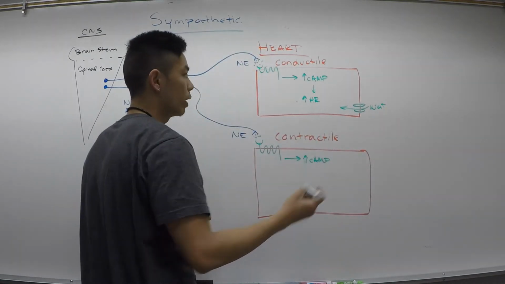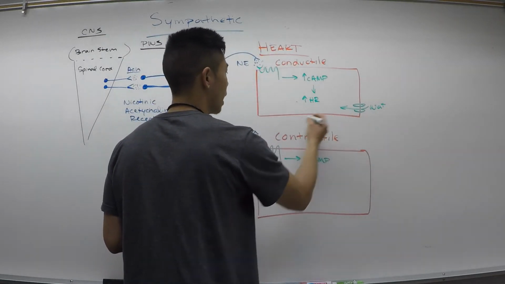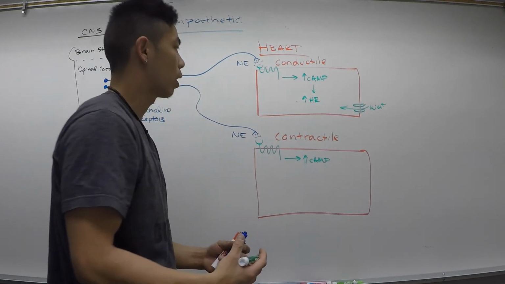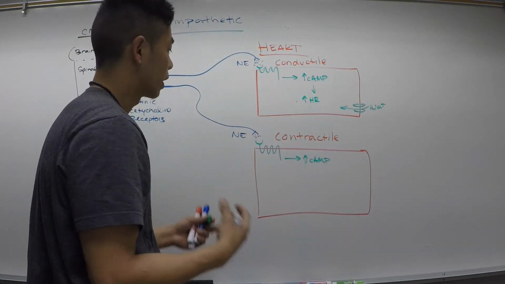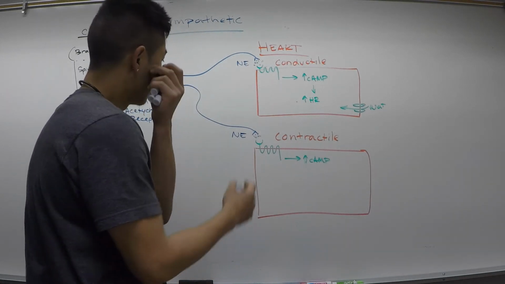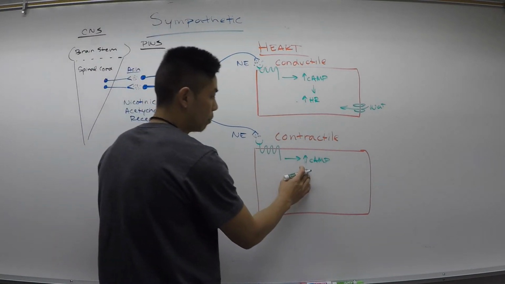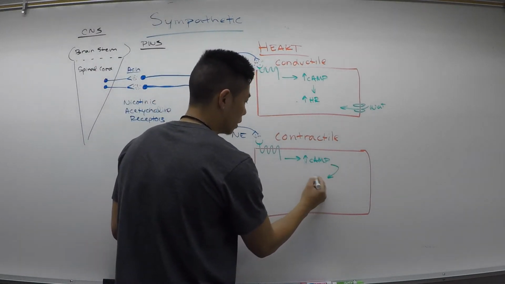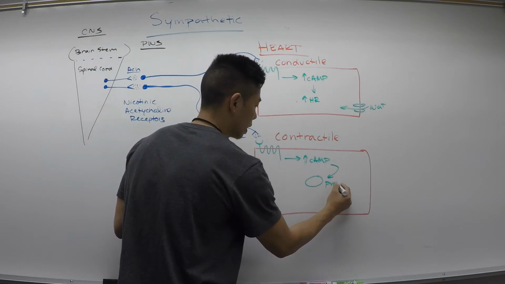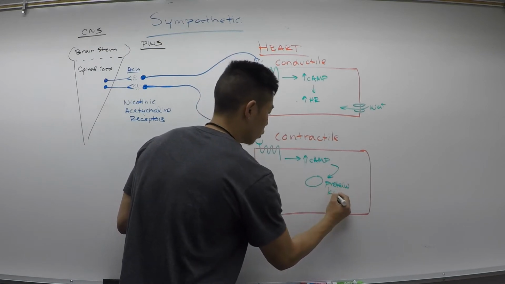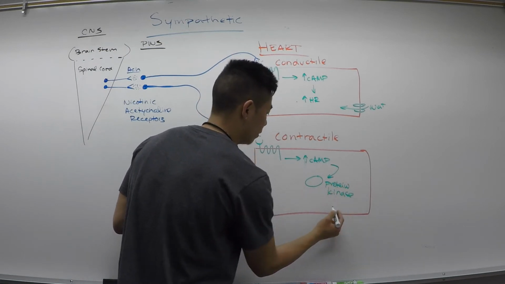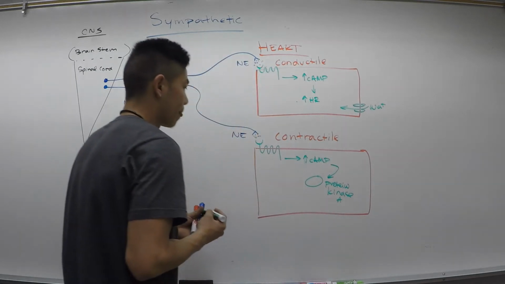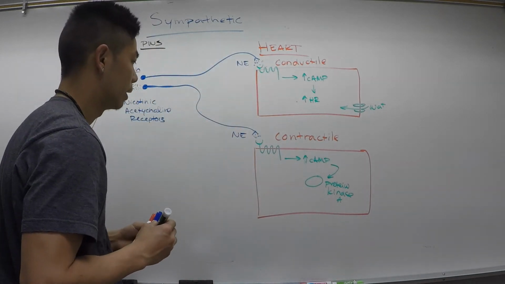So we're going to be able to have more influx of Na+, which is going to help speed up our heart rate. And for the contractile cardiomyocytes, this increase in cyclic AMP is going to turn on our protein kinase A. And so our protein kinase A is going to have many functions in our contractile cardiomyocyte.